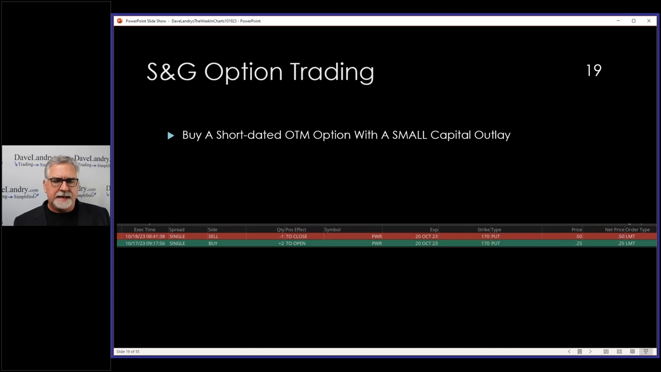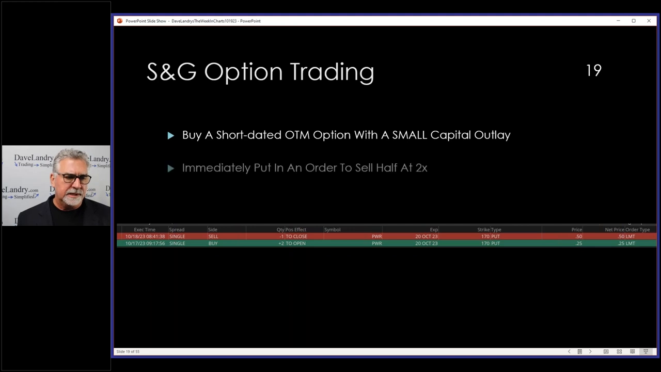Now, if you're going to do some S&G trading, you can buy a short-dated out-of-the-money option with a small capital outlay. And like I said in the Facebook group, when I bought two of these options for $25, that's $50 plus a little commission, not much. But let's just say $50, round numbers. I said, well, on Friday when they expire, if I lose all of my $50, then we're going to have pizza instead of fillets on Friday night. So you can kind of sweep it under the rug, but there's a problem with that, and we'll get to that in just 1 second.